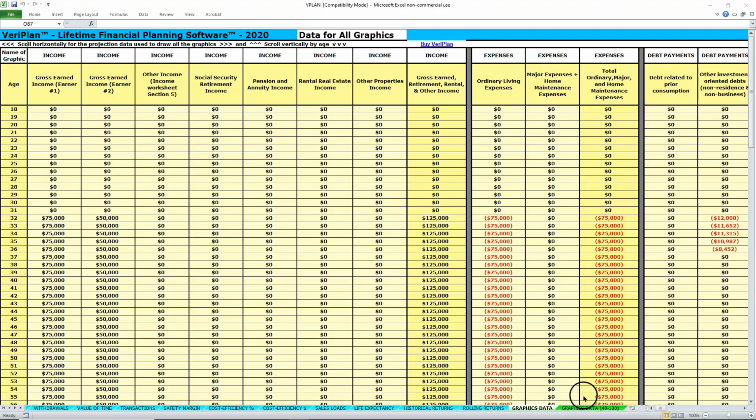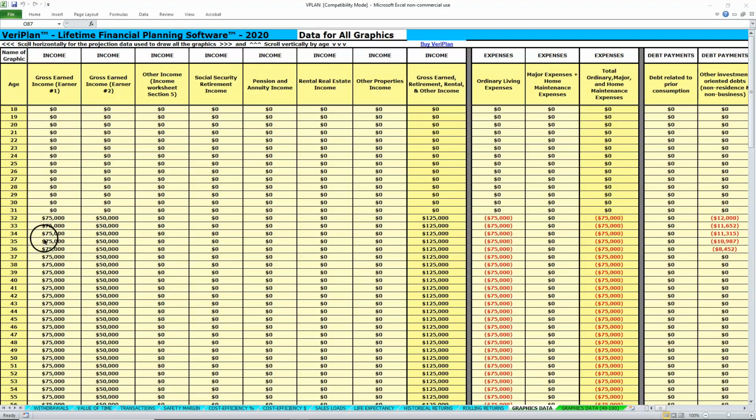The Graphics Data 40 to 100 worksheet only presents data for ages 40 to 100. If you are 40 years or older, you should use this 40 to 100 Graphics Data worksheet. Both of these graphics data spreadsheets are pre-formatted for printing. Because the 40 to 100 spreadsheet removes ages 18 to 39, when printed, the output is larger, which tends to be easier on aging eyes. This graphics data spreadsheet is scrollable both vertically and horizontally. Age is the vertical axis.